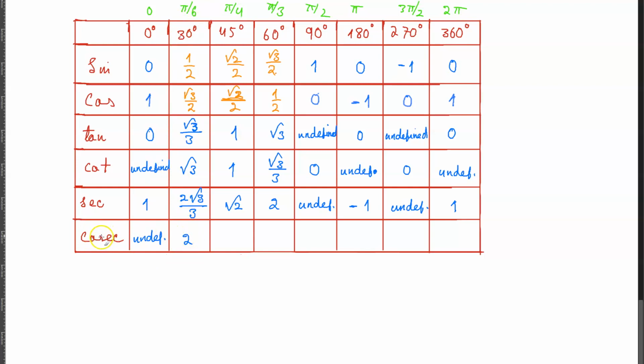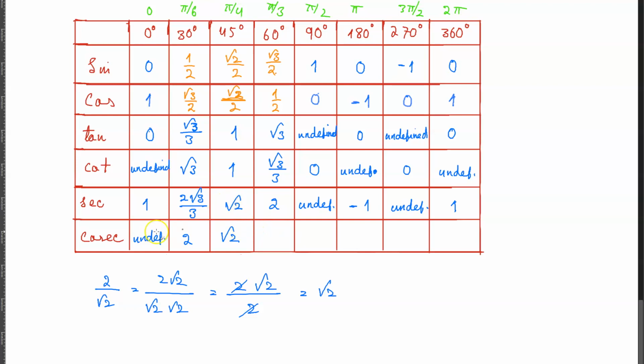And the cosecant of 45 degrees is the reciprocal of square root of 2 by 2, which is going to give you square root of 2 ultimately, because the reciprocal of this becomes 2 over square root of 2, which is the same thing as 2 square root of 2 over square root of 2 square root of 2, which is 2 square root of 2 over 2, and that is equal to square root of 2. So the cosecant of 45 degrees is equal to square root of 2.